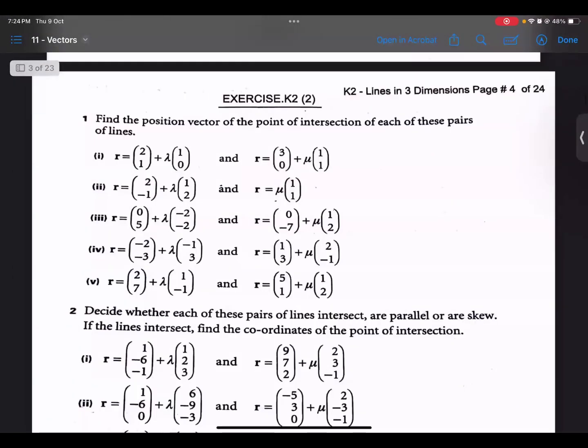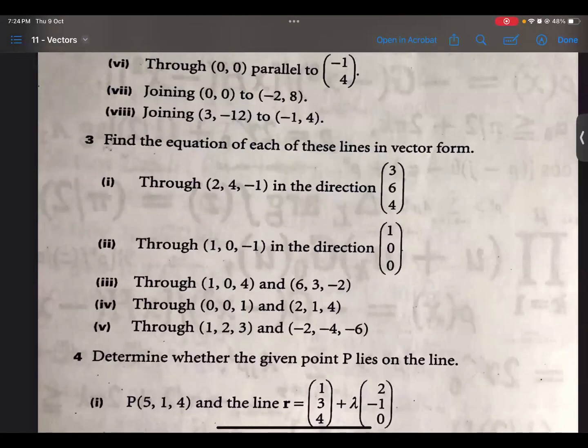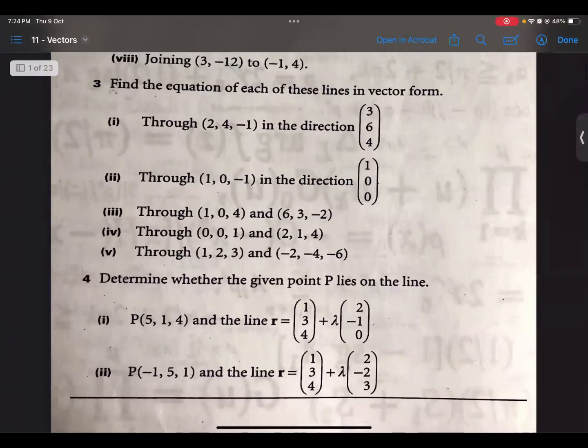You can try these questions, finding the equation of the line passing through, question number 3. And you can try this one as well, question number 4. What have they given you? Determine whether the point P lies on the line or not. They have given you a point, (5, 1, 4). So r is a point on the line, so you can replace r with (5, 1, 4). Then you can form 3 equations, one for x, one for y, one for z, and check if you get the same answer for lambda for all three. If you get the same answer for all of them, this means this point satisfies the equation of the line, and this point lies on the line.